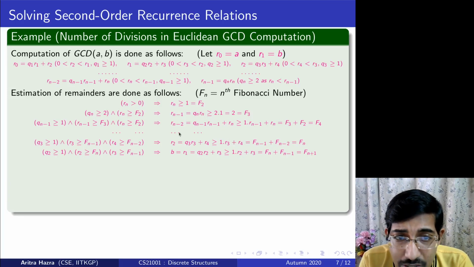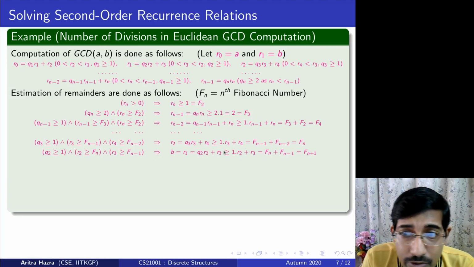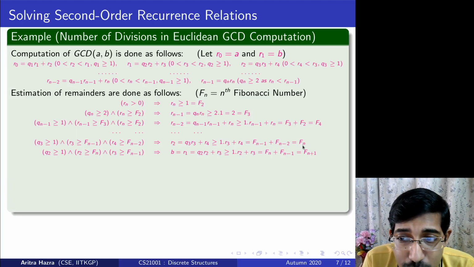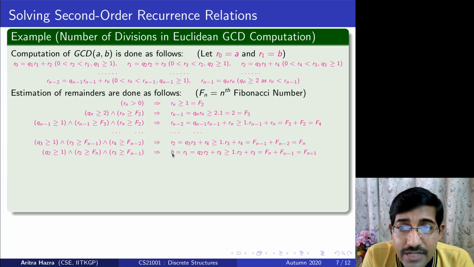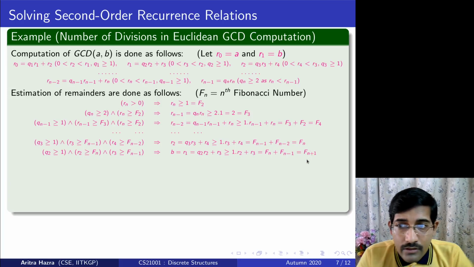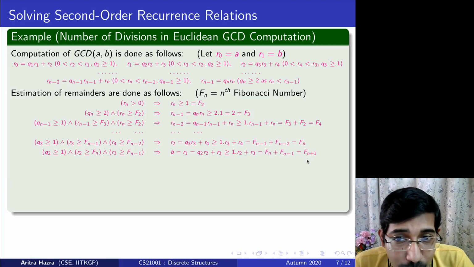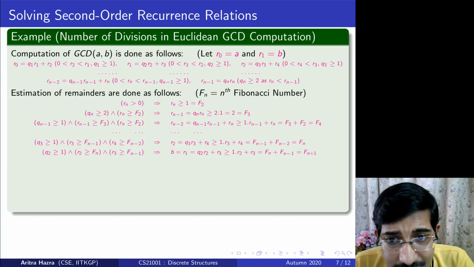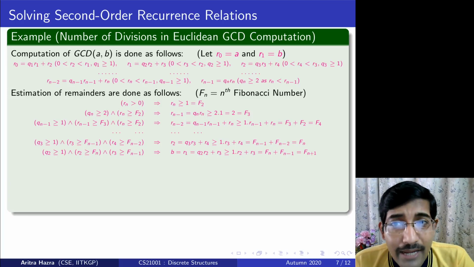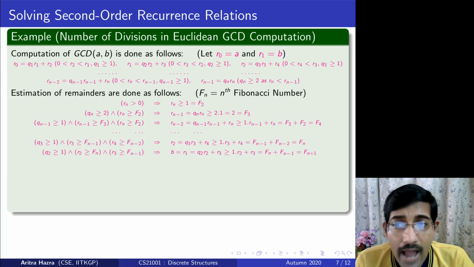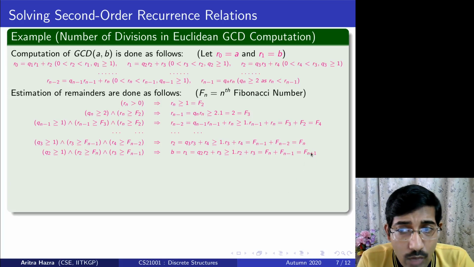Proceeding in this way till the beginning, we found that R2 must be greater than or equal to Fn minus 1 plus Fn minus 2, which is Fn, and R1, which is indeed our B that we started off with, is greater than or equal to Fn plus 1. I want a bound for n, yet I have not reached it. I have shown that if there are n number of divisions, then the number that I started off with, A and B, that B number, which is obviously less than A, is at least Fn plus 1.